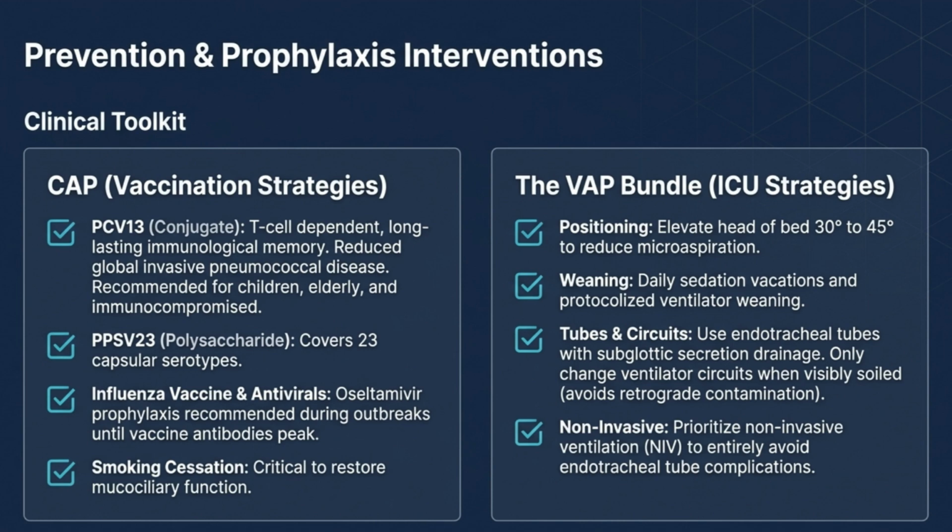Prevention is the best treatment. For community-acquired pneumonia, we use the pneumococcal PCV13 conjugate to generate long-lasting T-cell dependent memory and PPSV23 polysaccharide for broader coverage. We have the influenza vaccine and antivirals. Oseltamivir prophylaxis is recommended during outbreaks until vaccine antibodies peak. Another important factor is smoking cessation because it's critical to restore mucociliary function.